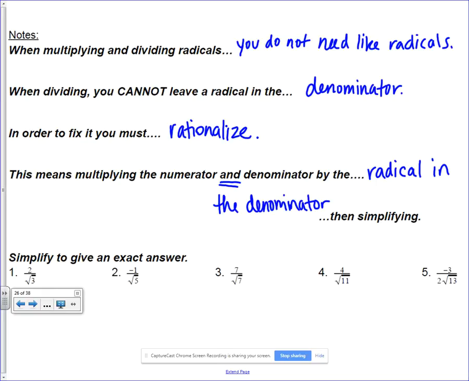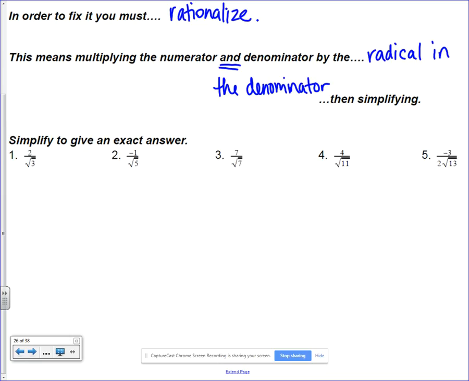Okay. Questions on what we've written in so far? Are you sure? All right. Well, let's take a look at number 1. Is number 1 a division problem? Yes, the fraction bar means divide, right? Okay, so the problem is I have a radical in the denominator, correct? I have to rationalize that, and we just wrote in that if we want to rationalize it, you're going to multiply the top and bottom by the radical in the bottom. Well, what's the radical in the bottom? Radical 3, correct? So I'm going to multiply the top by radical 3, and I'm going to multiply the bottom by radical 3.